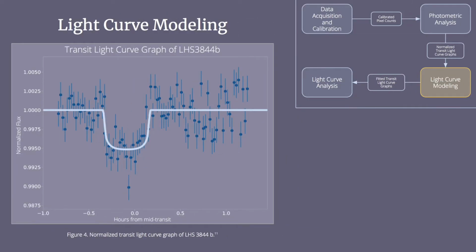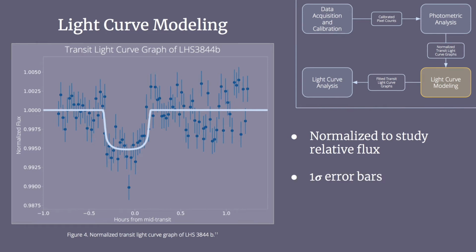I used the flux values from AstroImageJ to create the transit light curve graph of LHSb through the Python programming language. Here in Figure 4 is the transit light curve graph of LHSb with hours from mid-transit on the x-axis, and on the y-axis is flux of the host star. It's normalized since I fit the baseline to a value of 1 so that I can study the curve in terms of relative flux and transit depth. The errors on the flux are 1 sigma error bars that were generated by AstroImageJ.